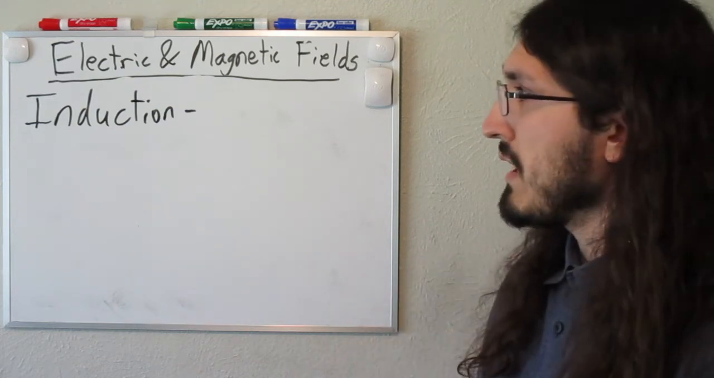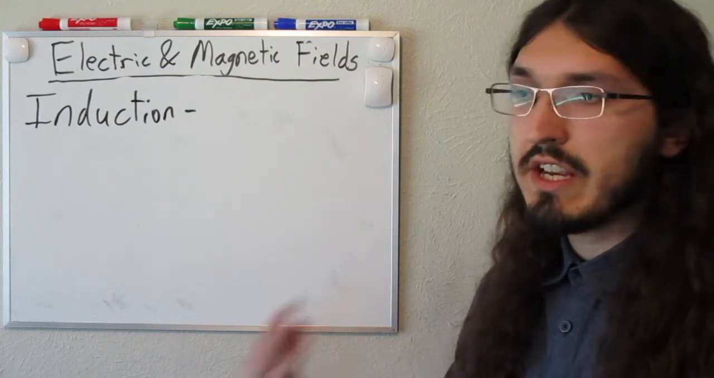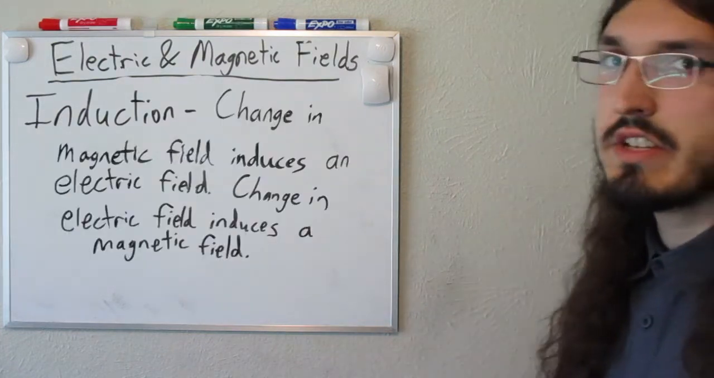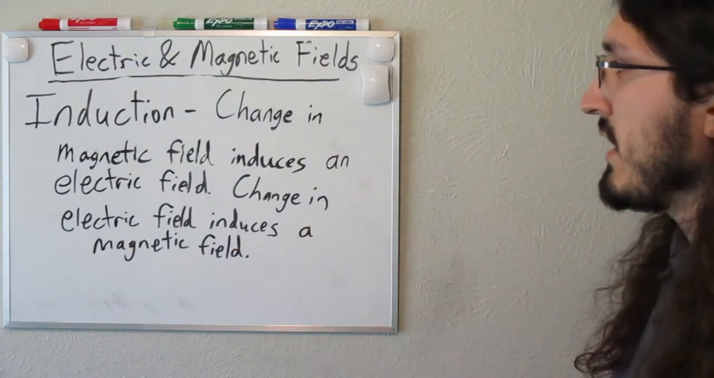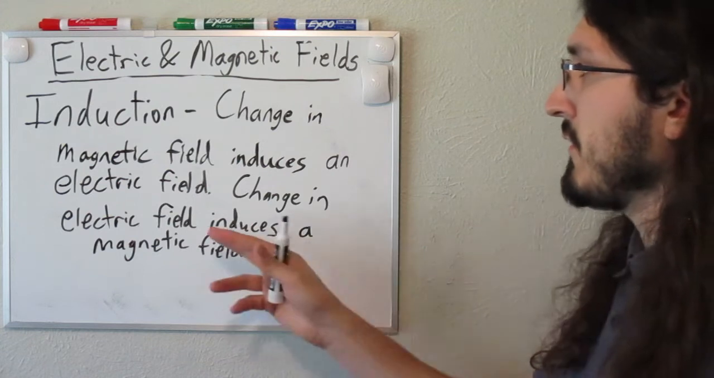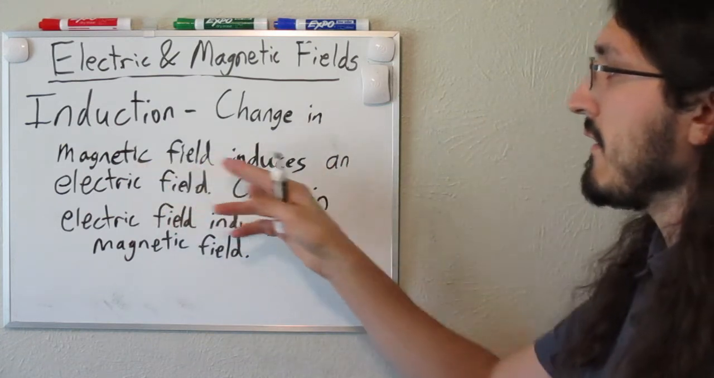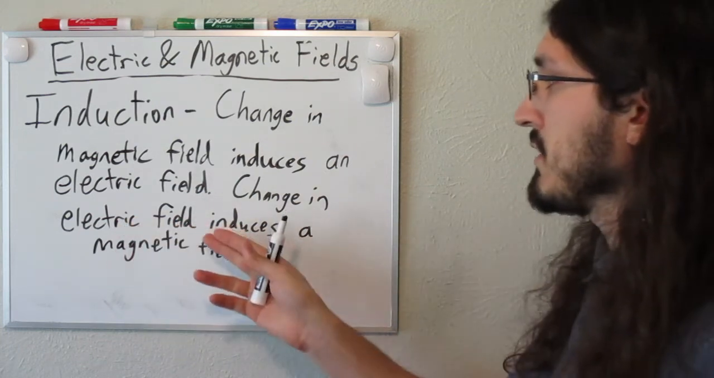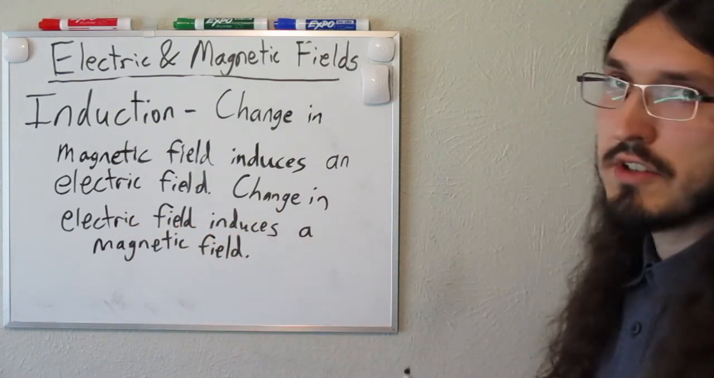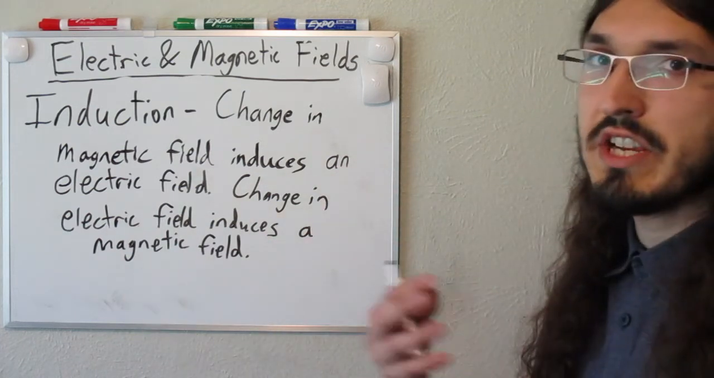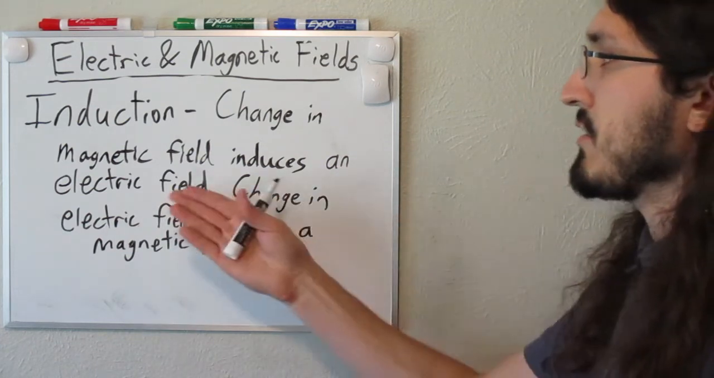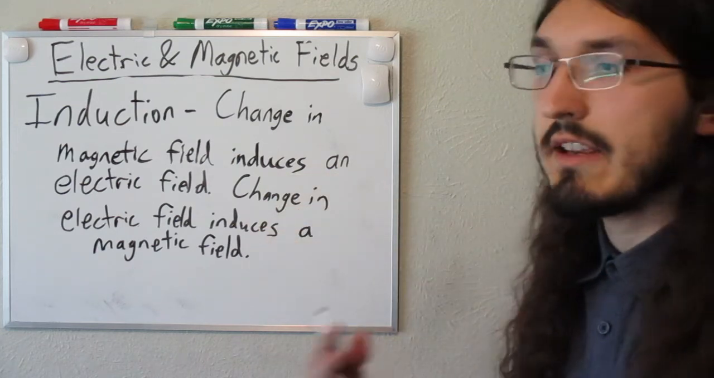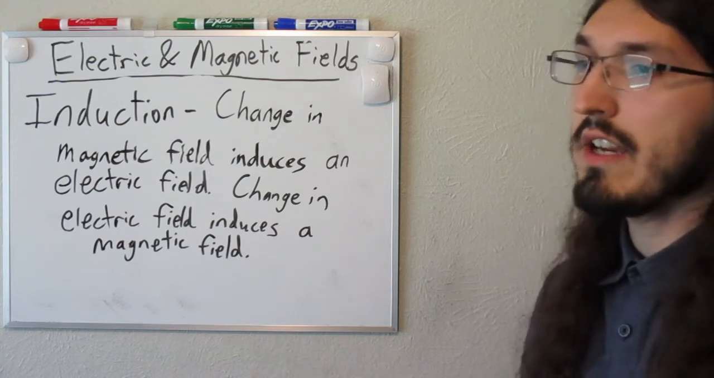To keep things simple for now, induction involves a change in either an electric field or a magnetic field and what that change does. Induction can occur when there's a change in a magnetic field or a change in an electric field. When there's a change in a magnetic field, it induces an electric field. When there's a change in an electric field, it induces a magnetic field. So whenever there are magnets that are moving, there's a changing magnetic field that creates an electric field. Whenever there are charges moving, they induce a magnetic field. So they both induce each other if they are changing.